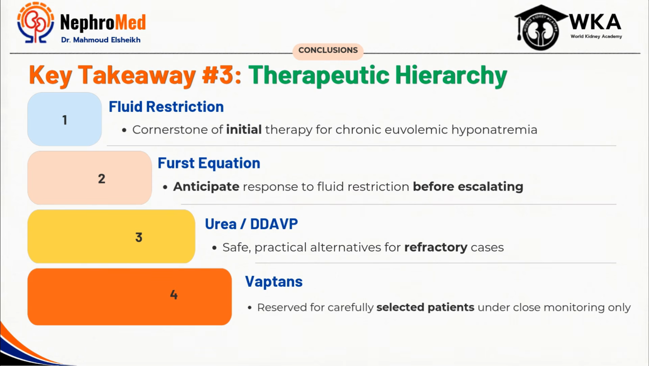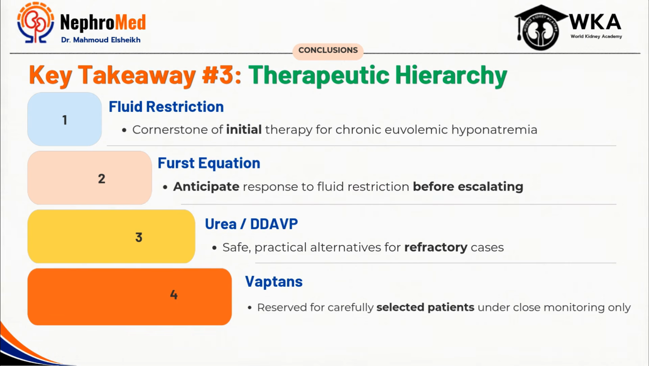The first step, particularly in chronic euvolemic hyponatremia, remains fluid restriction. It's still considered the cornerstone of initial therapy, mainly because it's simple, safe, widely available, and physiologically logical. But we also learned an important limitation. Not every patient responds equally to fluid restriction, and this is where the so-called Furst Equation becomes clinically very important and crucial. By looking at the relationship between urinary electrolytes and plasma sodium, we can anticipate whether fluid restriction is likely to work before wasting several days in ineffective therapy.